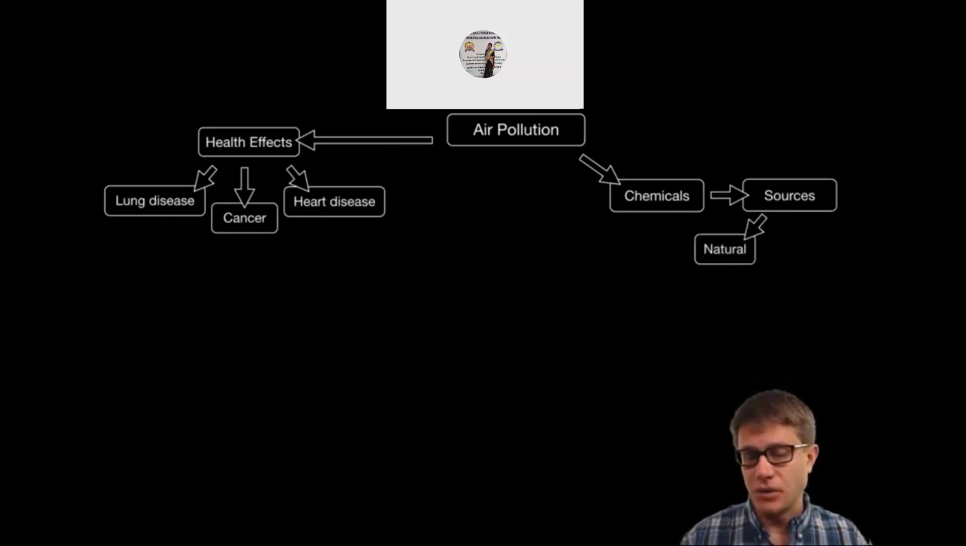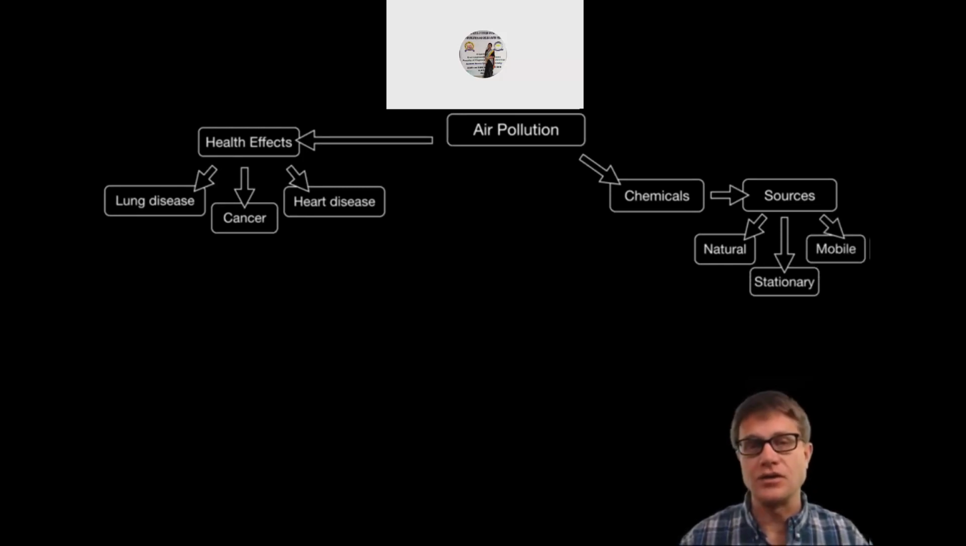And so we have forest fires and volcanoes that can produce these pollutants. But also we have stationary sources. You can think of those as industrial, like factories. And then we have mobile sources. That would be like cars and buses. And so if they're affecting us negatively, we call these pollutants.